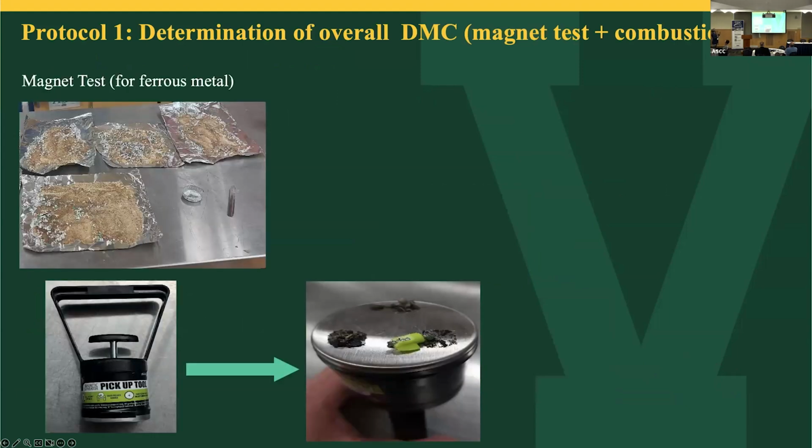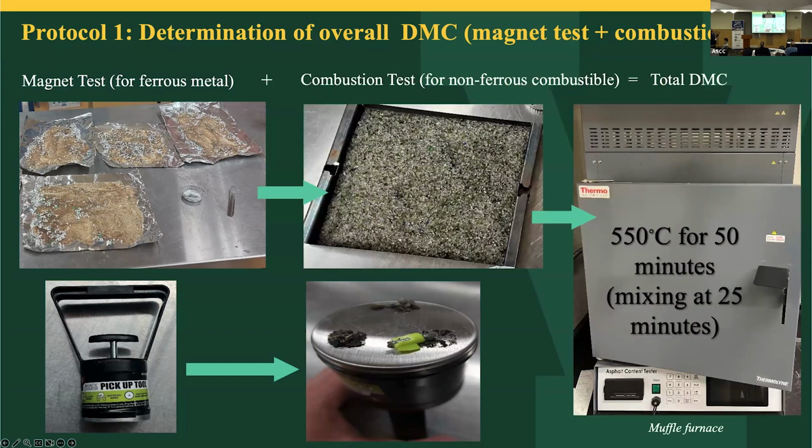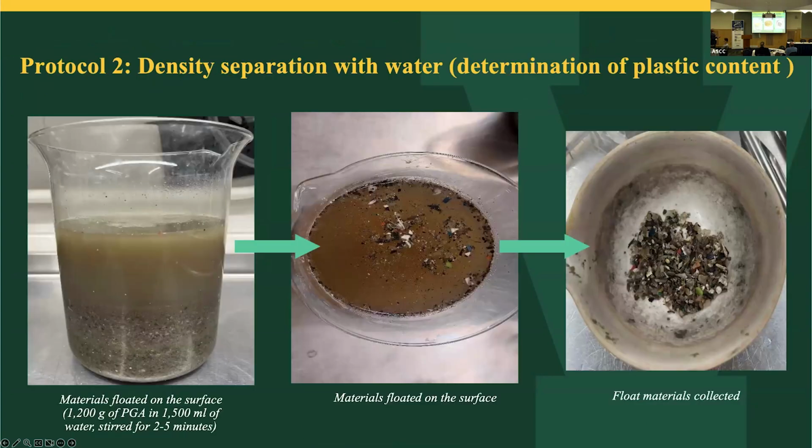So the first protocol has 2 parts. One is magnet test and then combustion. So the 1200 grams, you spread it out and then take a magnet over it several times until no more material gets stuck to it. So this removes all ferrous metals. And then put the rest of it in a furnace at 550 degrees and mix it once after 25 minutes.